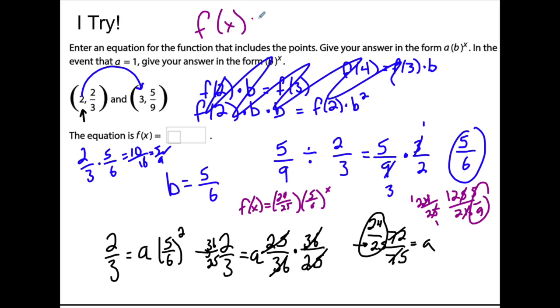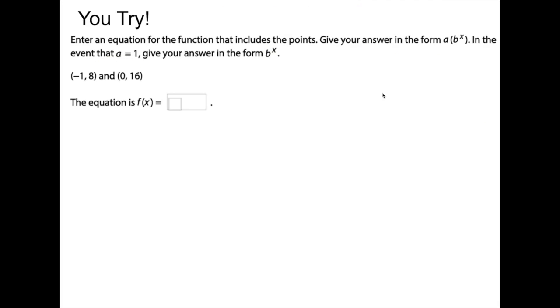F of x equals 24/25 times 5/9 to the x. It's a complicated one. Yikes. So you have this function right here that you need to find. You have the points -1, 8 and 0, 16. So what I want you to do is go ahead and pause the video, try to solve this one, and then when you're ready, unpause, and you can see what I got.